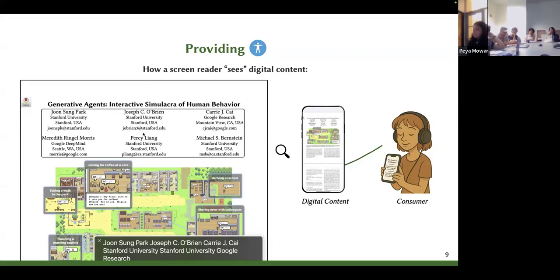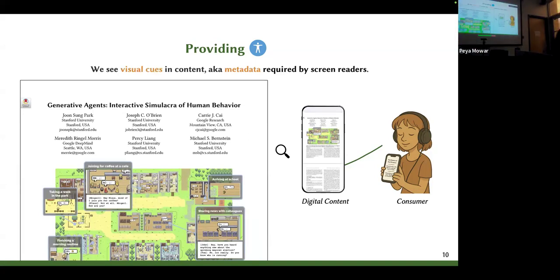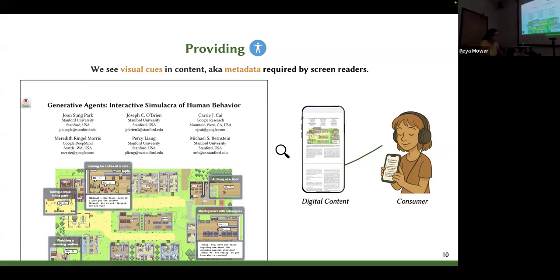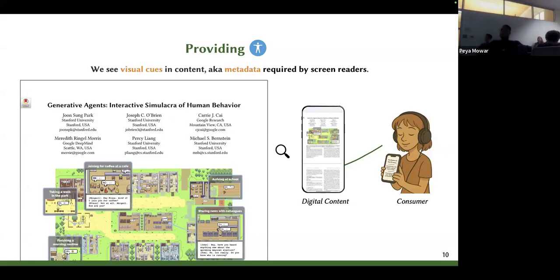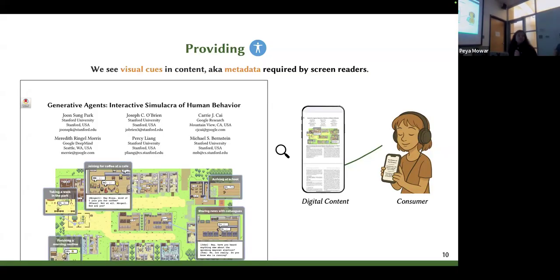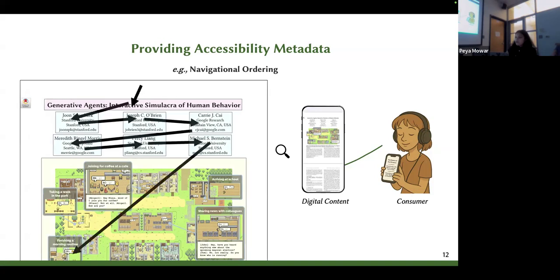Yeah, so we usually see some forms of visual cues in content, which helps us to organize the content when we're consuming it. And this is exactly the kind of metadata which we need to provide to the screen readers so that they can also help the consumers consume the content in that form. And examples of these visual cues might be some form of semantic grouping and labeling of different forms of content. So, for example, these labels for every form of content on the page, or the order in which we read this content. This is another form of metadata which might be required.